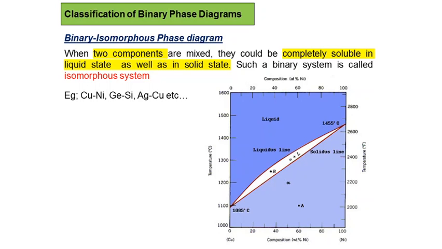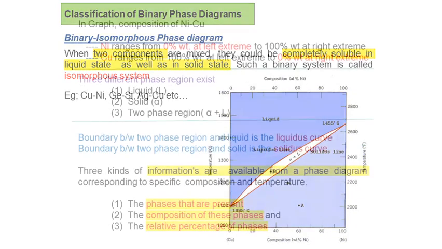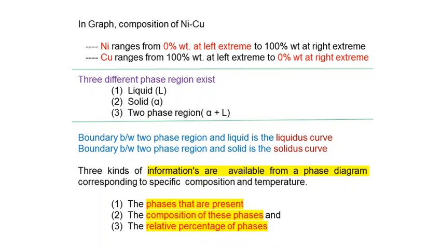The line connecting all the boundary points between the liquid and liquid plus solid phase, we will call the liquidus line. The extreme boundary which separates the solid phase from the solid plus liquid phase, we will call the solidus line. So these are the different terms associated with the binary phase diagram. The three different phases we can identify are the liquid phase, the solid phase, and the two-phase region, which is the liquid plus solid phase.